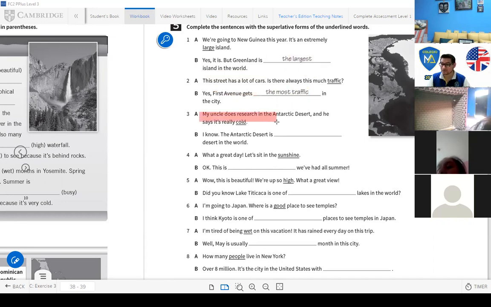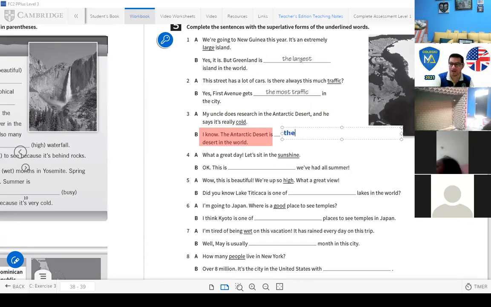Let's see. My uncle does research in the Antarctic desert and he says it's really cold. What do you know is the answer? I know the Antarctic desert is, what do you think? Superlative? And you're gonna say here, da, ¿no? El superlative de cold, you know, cold, que le agregamos est, right? I know the Antarctic desert is the coldest desert in the world, right?